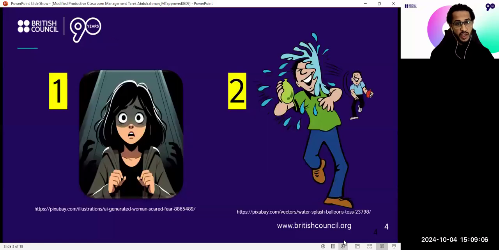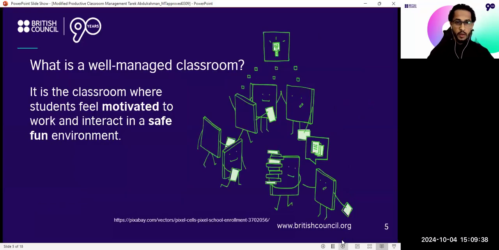So A looks like this. I see it like this. A totally quiet classroom is like this student in picture A. She's terribly afraid. And I can say if she's not afraid, she'll be asleep. If the classroom is totally quiet, it's gonna be like this. And if it's totally chaotic, it's like number two. So I believe it's neither A nor B, neither one nor two. So what is it? What is a well-managed classroom?